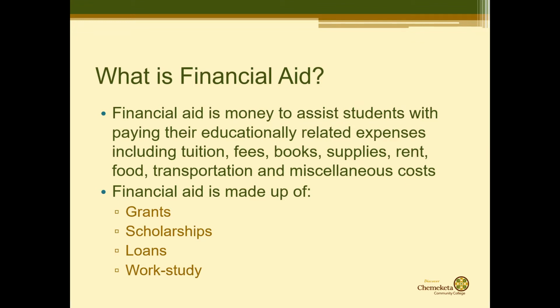Financial aid is money to help pay for a student's educational expenses, including costs such as tuition and fees, books and supplies, room and board, and transportation and miscellaneous expenses. There are four major categories of financial aid: grants, scholarships, loans, and work study.